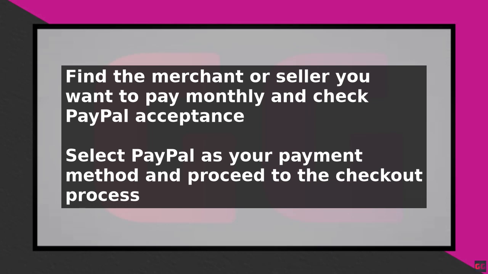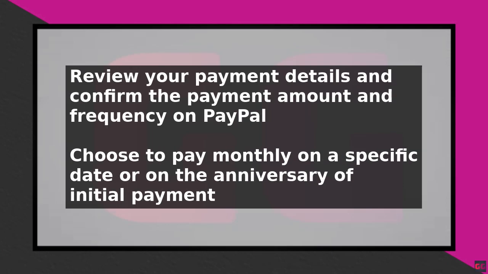Now you will be redirected to the PayPal website where you can log into your account and review your payment details. Make sure to select the payment method you linked earlier and confirm the payment amount and frequency. You can choose to pay monthly on a specific date or on the anniversary of your initial payment.